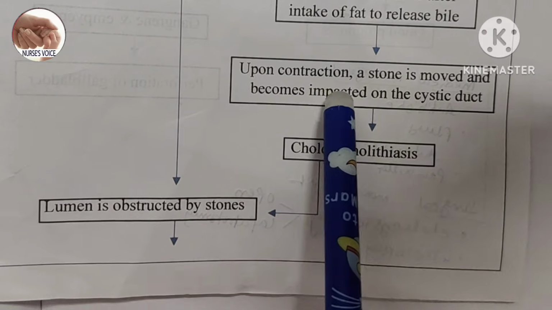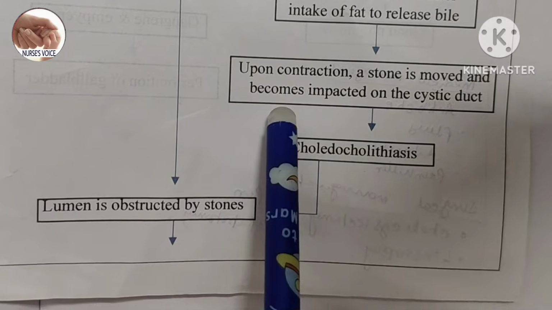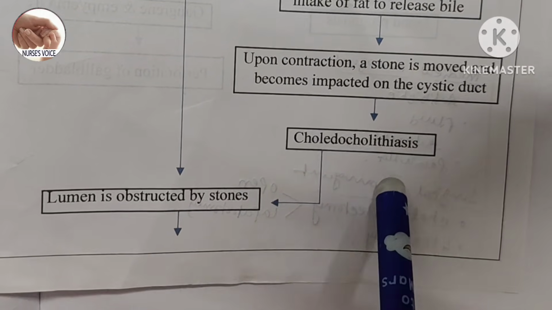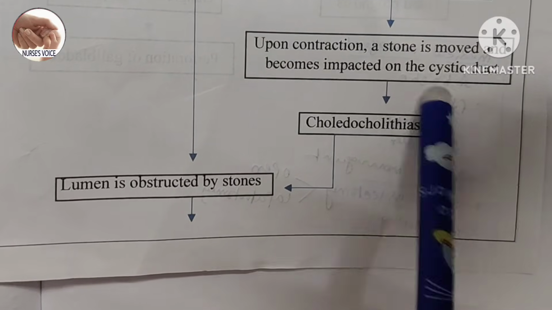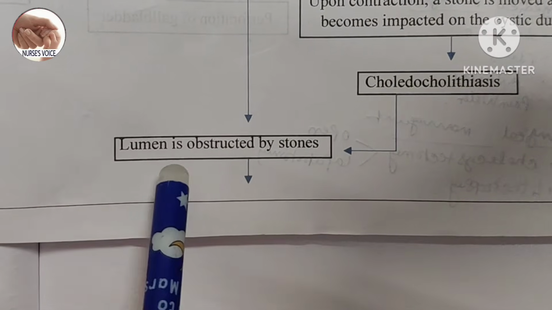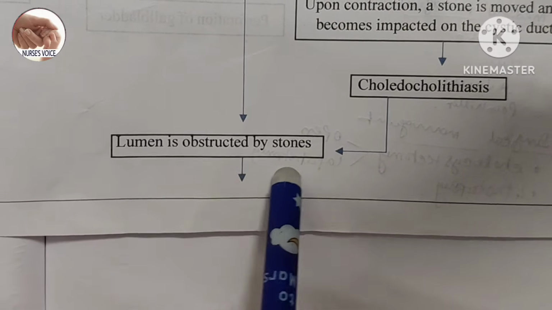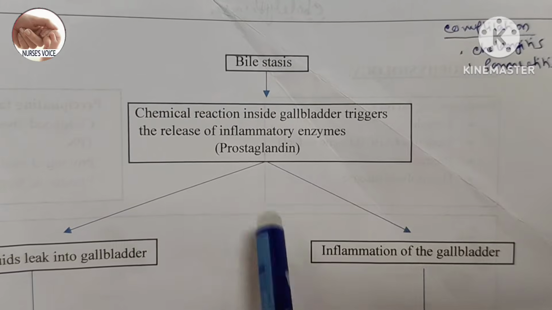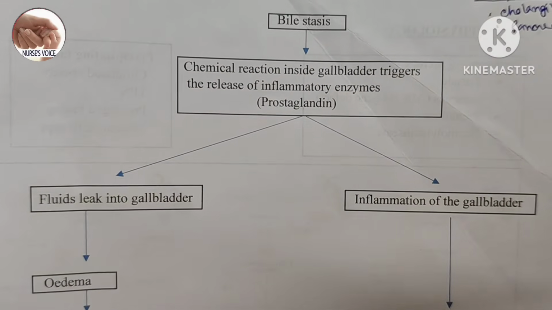Upon the contraction, a stone is moved and becomes impacted in the cystic duct, and cholecystolithiasis occurs. Due to this, the lumen is also obstructed by stones. Due to the lumen being obstructed by the stones, bile stasis occurs.